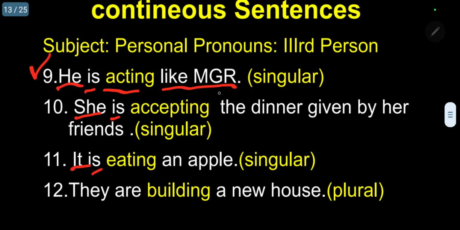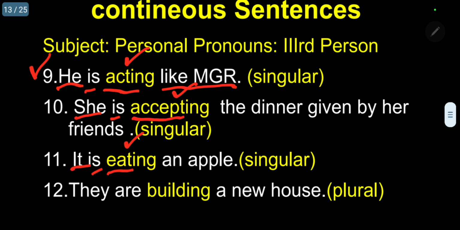So, he is acting like MGR. T is the end letter, C is the consonant, so ing added. She is accepting the dinner given by her friends. Accept, T is the end letter. The next, P, is the consonant. That's why ing. Both are singular. Now let me come to it. It is eating an apple. Eating. Eat, T end letter. Two vowels. So I am adding ing. It is eating an apple.